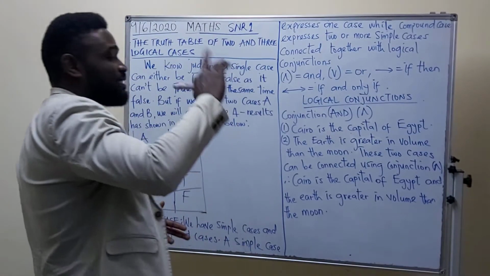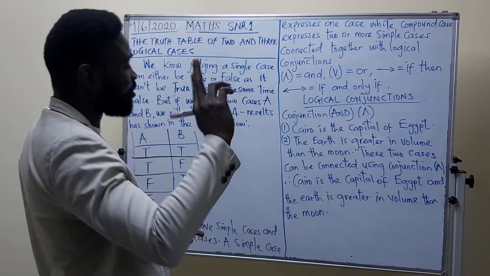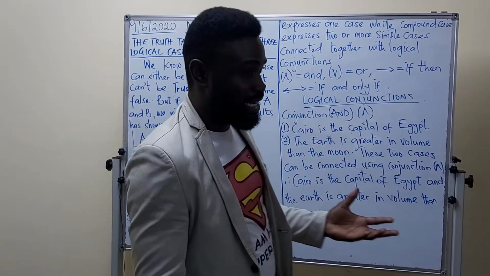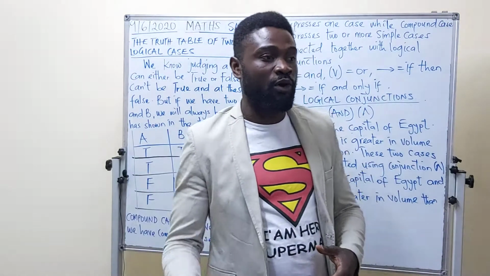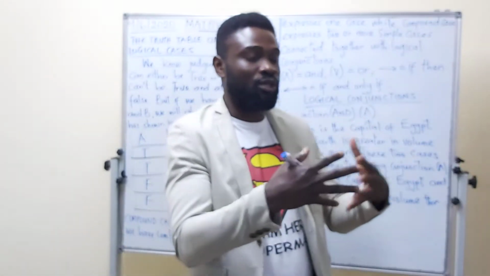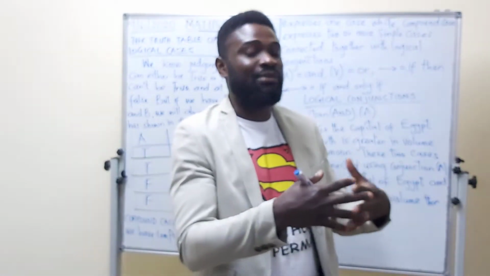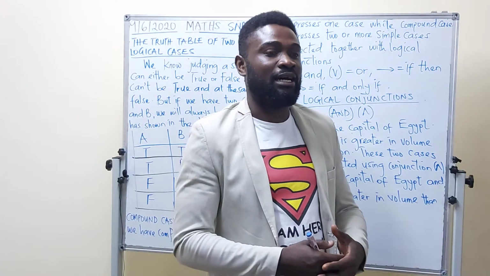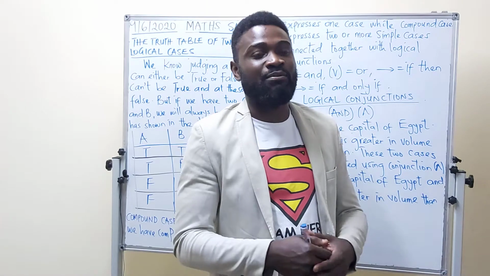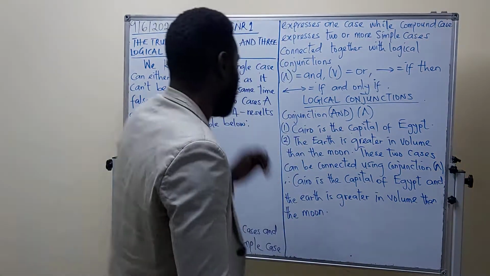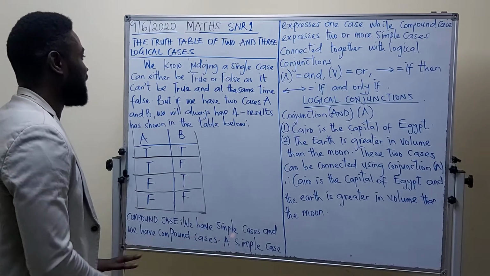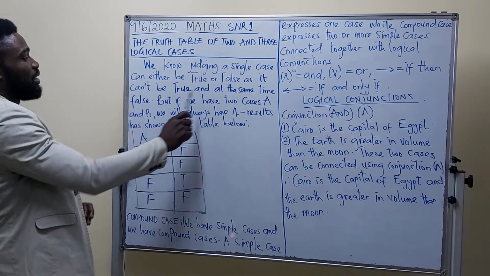So when we have a simple case or a single statement, it can either be true or false, but it cannot be judged both ways at the same time. What I mean is we cannot say it is false and at the same time it is true. So either we say it is true and leave it at that, or we say it's false and leave it at that.